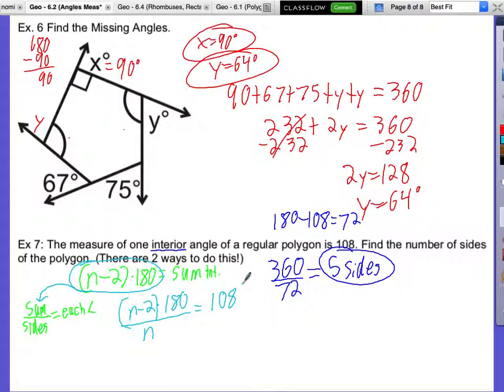How we would solve this one is a little bit tricky, but we would multiply by n on both sides.